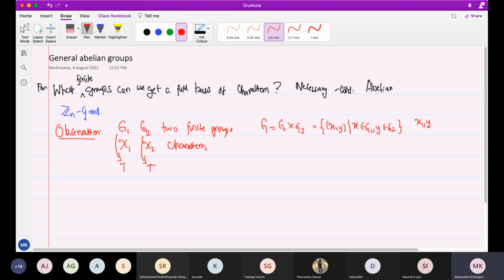If you write in multiplicative notation, (x1, y1) times (x2, y2) is coordinate-wise multiplication. So that's a group. And if G1 and G2 are finite groups, this will be another finite group. What I want is, can I use these characters to build a character here? So let chi be chi1 tensor chi2.